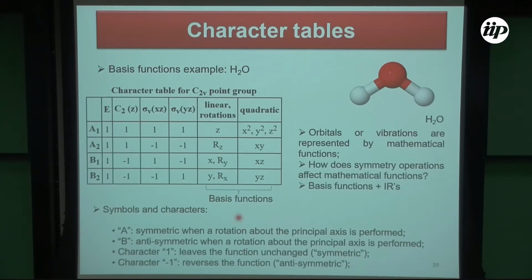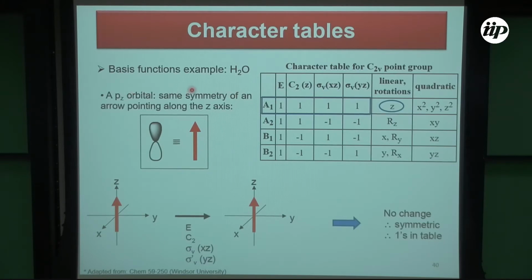I already talked about this. Okay, let's suppose you have this symmetry of the water molecule and you have a pz orbital here, all right? And how does the identity change it? If you do any of these operations, this guy here just stays, no change. Okay, this is just unchanged. So it doesn't matter which operation you do, this orbital would never change.